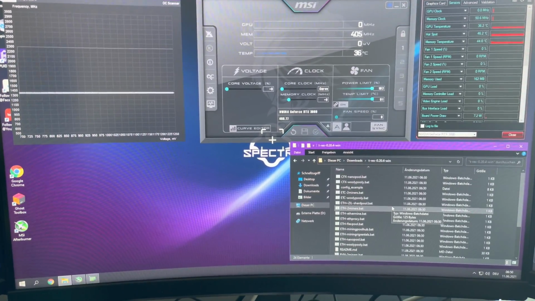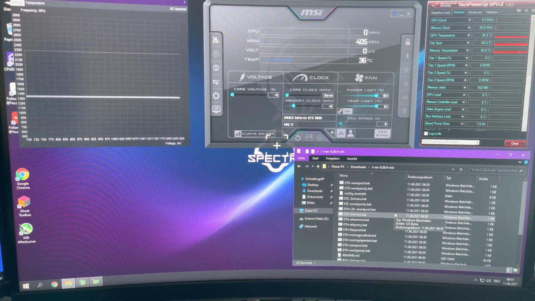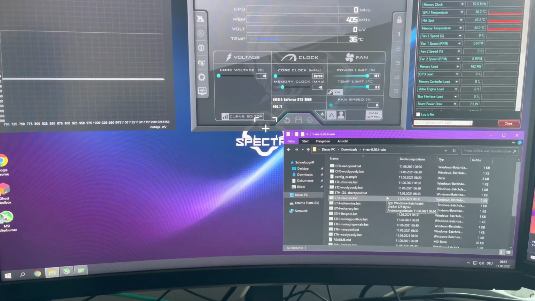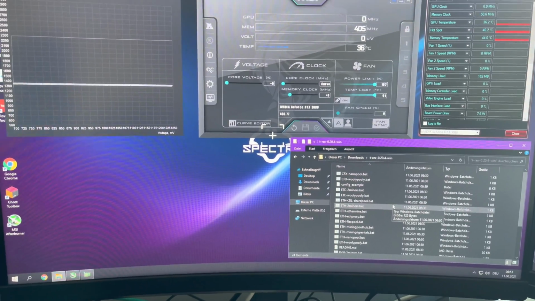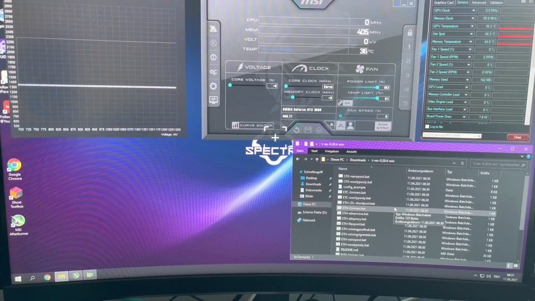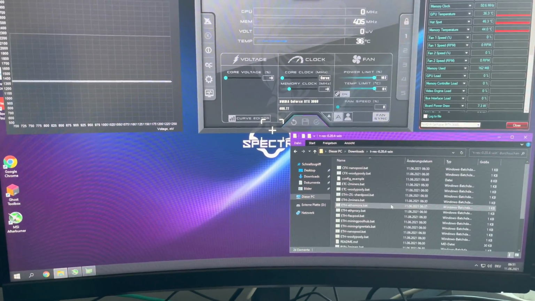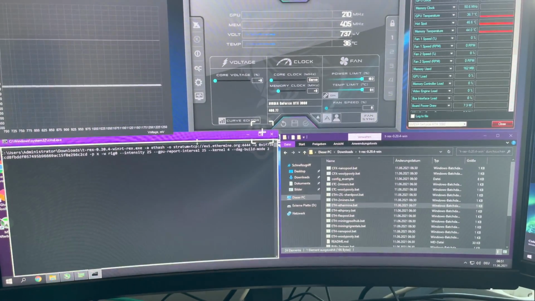NVFlash did it on its own. So basically there's no way that you can do something wrong nowadays by flashing BIOSes. I mean, it's good on the one side, but on the other side it's a bit sad because you don't need that knowledge anymore to flash a BIOS. It's just so simple. Yeah, let's keep on going. Let's start the miner and then let's see what the miner says now.